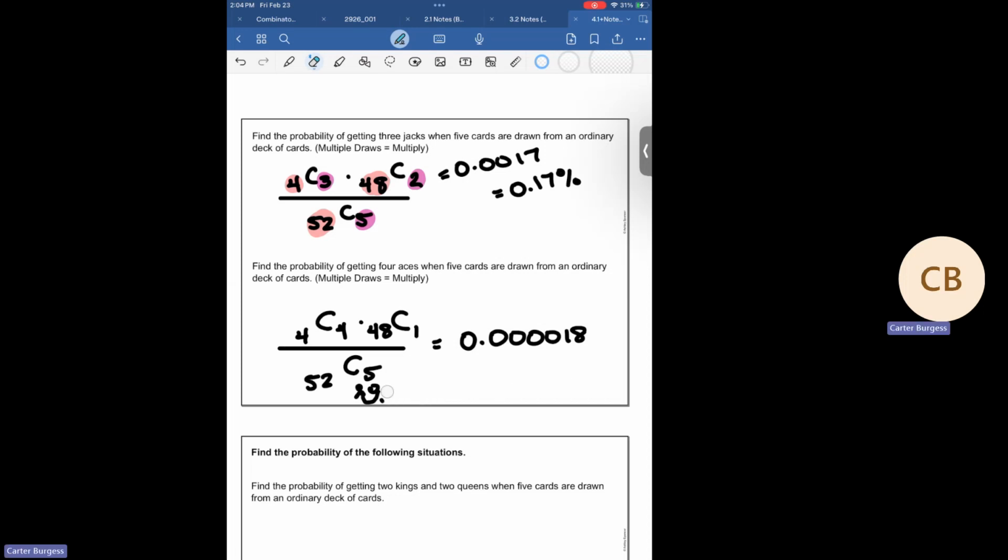Slide the decimal back over 2 places. A lot of decimal sliding here. This would be 0.0018%. Very, very, very unlikely to get quad aces in a hand of 5.